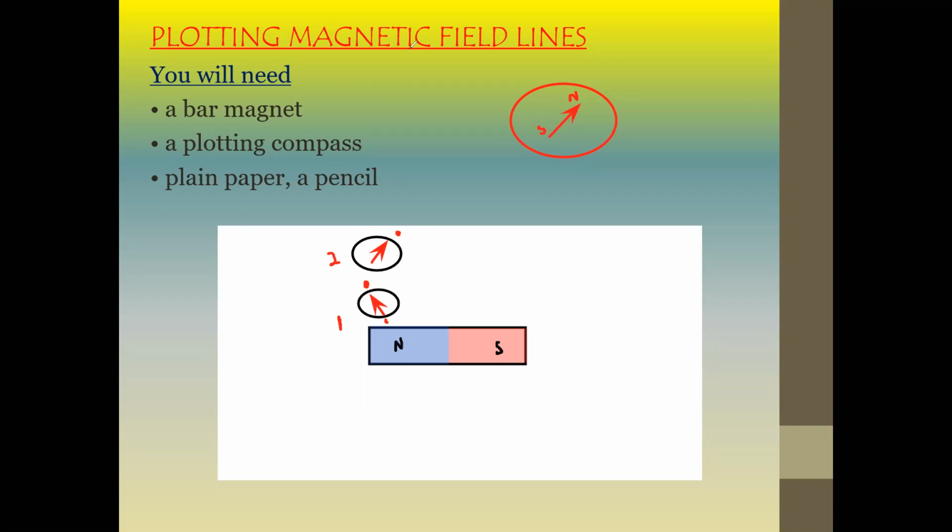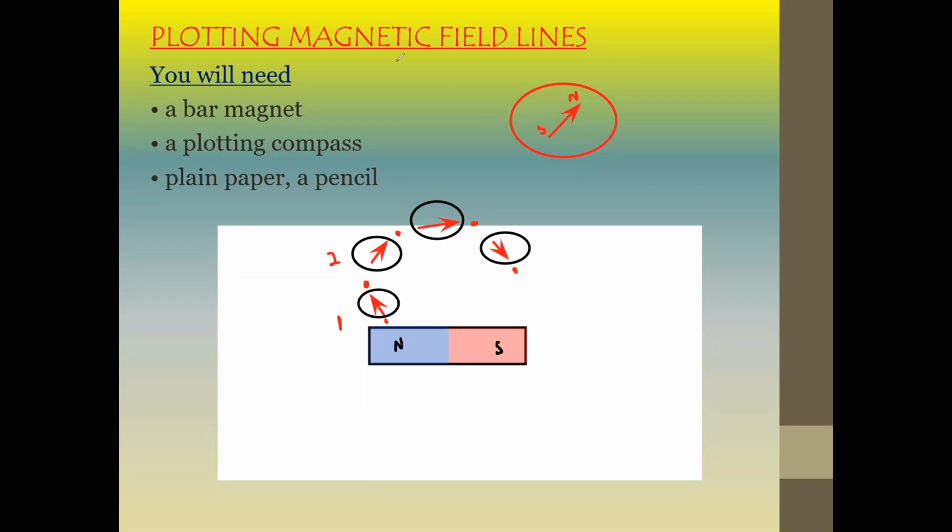Then we'll repeat this procedure. We will move this compass until the needle points in the same direction as the last point which we marked. Like you can see the last point which we marked, the needle is in the same direction, and we'll mark another point. Then we'll move the compass until the needle is in line with the last point which we marked, and we have another point.